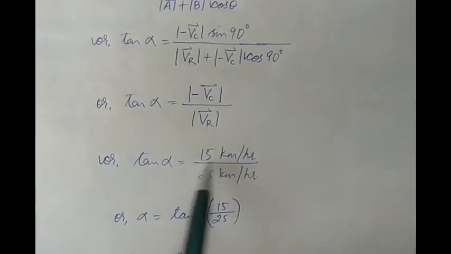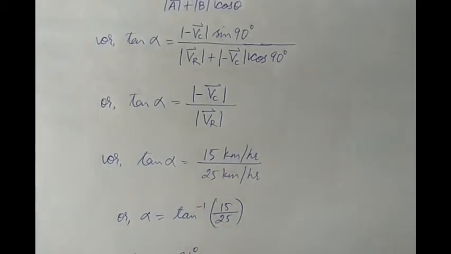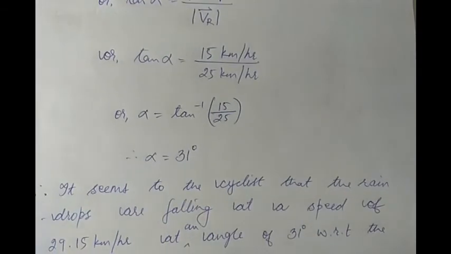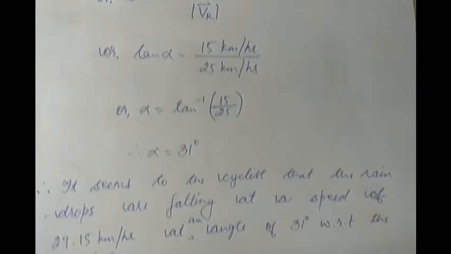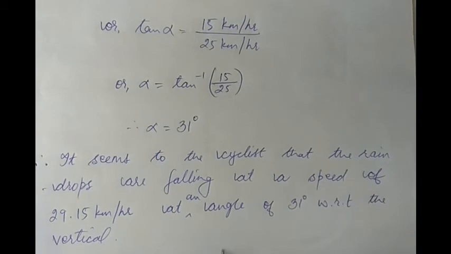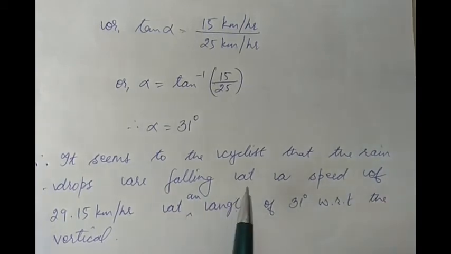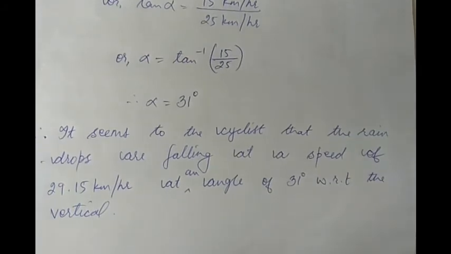So tan alpha is 15 kilometers per hour divided by 25 kilometers per hour, or alpha is tan inverse of this, and thereby we get alpha is 31 degrees. This comes out to be 30.96, something like that, but I've taken it to be 31 degrees. So finally we write, therefore it seems to the cyclist that the raindrops are falling at a speed of 29.15 kilometers per hour at an angle of 31 degrees with respect to the vertical.